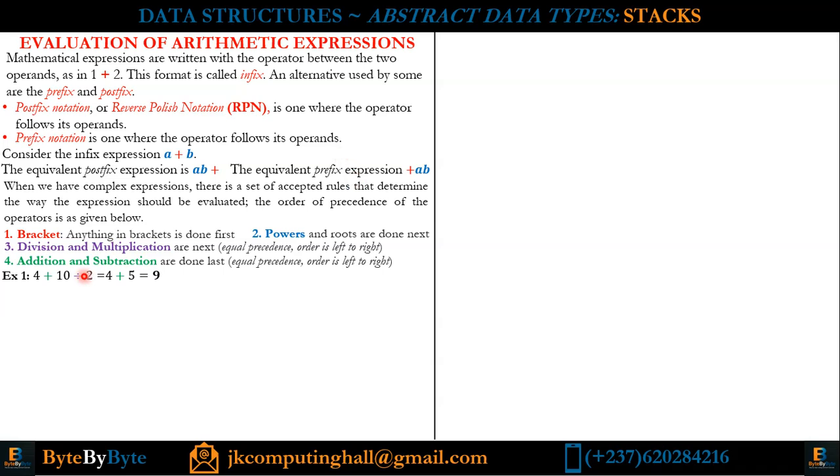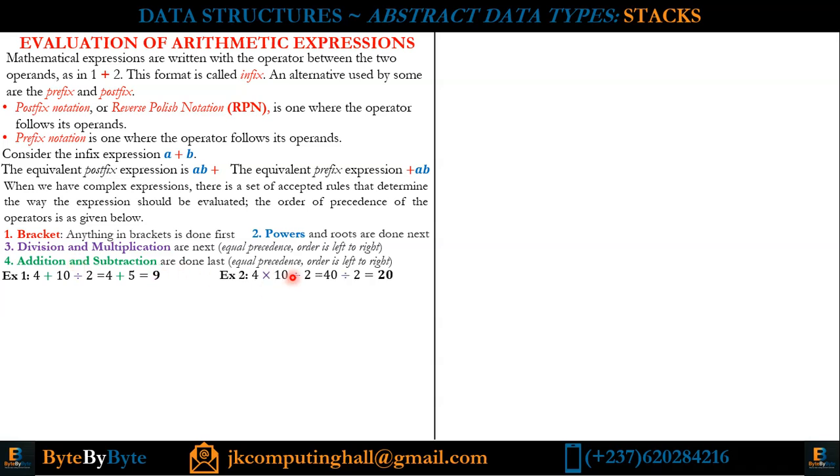Now, let us take some examples. As you can see here, we have 4 plus 10 divided by 2. Division has precedence over plus, so I first of all divide. 10 divided by 2 is 5, before I perform the addition, and I get 9. So you see that I prioritize division because it has precedence over addition.